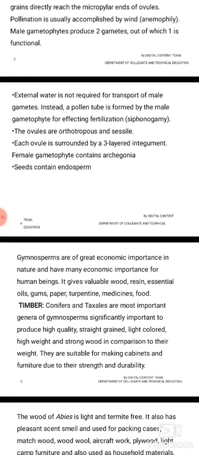Coming to the economic importance of these gymnosperms, they are of great importance in nature and have many important values for human beings. They give valuable wood, resin, essential oils, gums, paper, turpentine, medicine, food. Coming to, as per the syllabus, their use as timber.